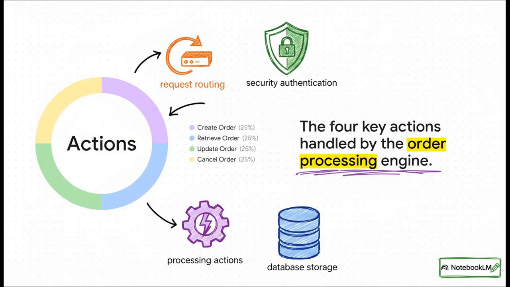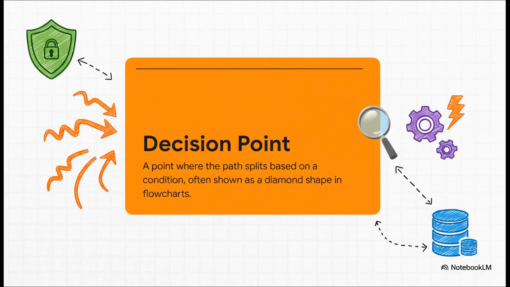And what kind of work are we talking about? Well, it mostly boils down to these 4 key actions. A user can create a brand new order, look up an old one, update an existing one, or cancel it entirely. This purple engine is built to handle all of those jobs. Now, you might have noticed these little diamond shapes scattered around the flowchart. A system like this can't just follow one straight line, right? It has to make choices. And it does that at something called a decision point. Basically, it's a spot where the system asks a simple yes or no question and, based on the answer, decides which path to take next.